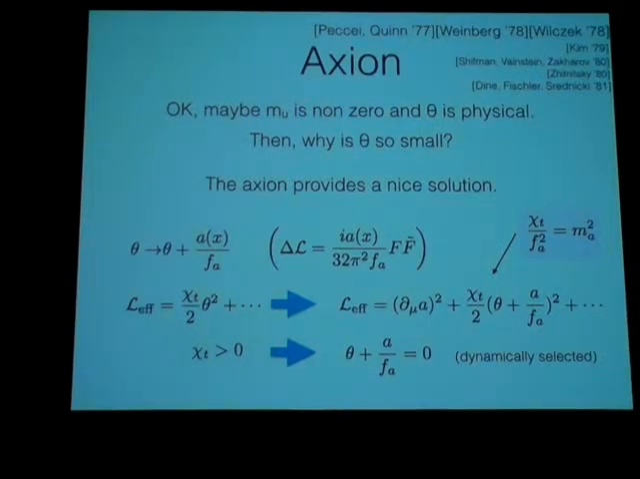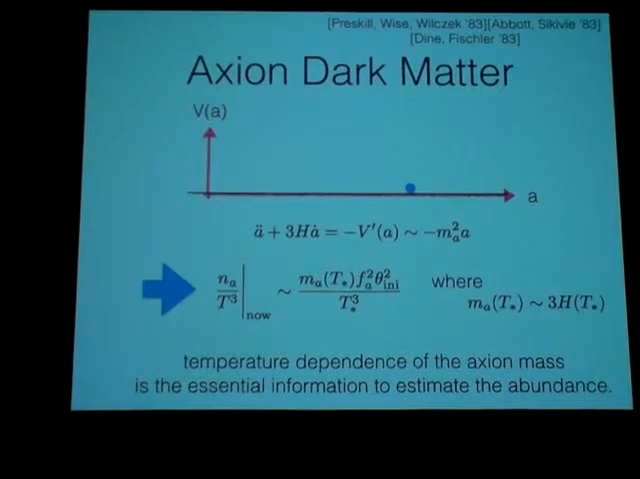So that's the situation. The axion not only solves the strong CP problem, it can also be the dark matter of the universe. The standard mechanism is called the misalignment mechanism. After inflation, the universe is hot. At that time, the axion doesn't have a potential. But as the universe cools down, the axion gets a potential and starts to oscillate. This oscillation carries an energy density that behaves as matter energy density, so it can be the dark matter of the universe.